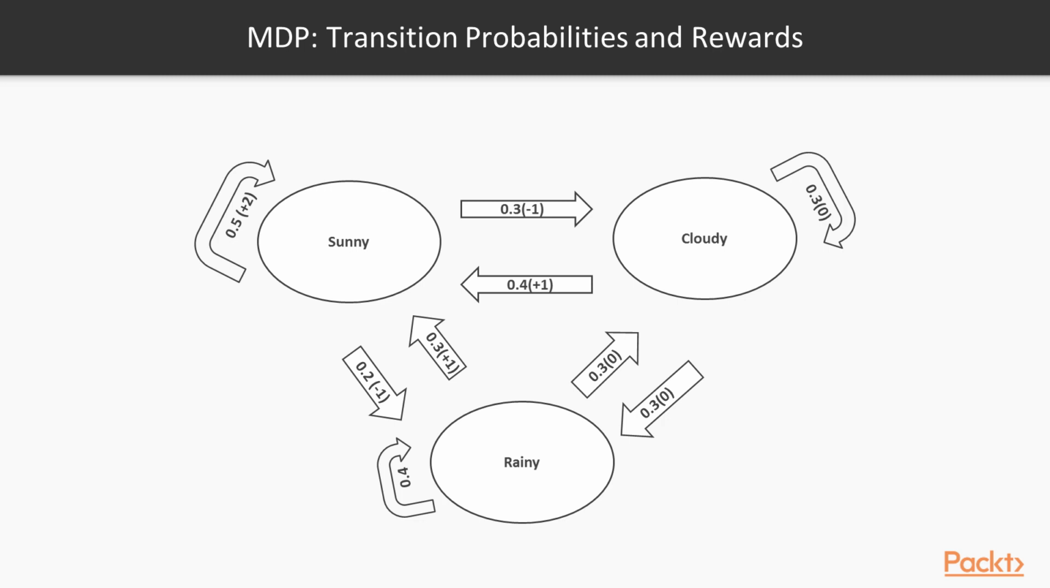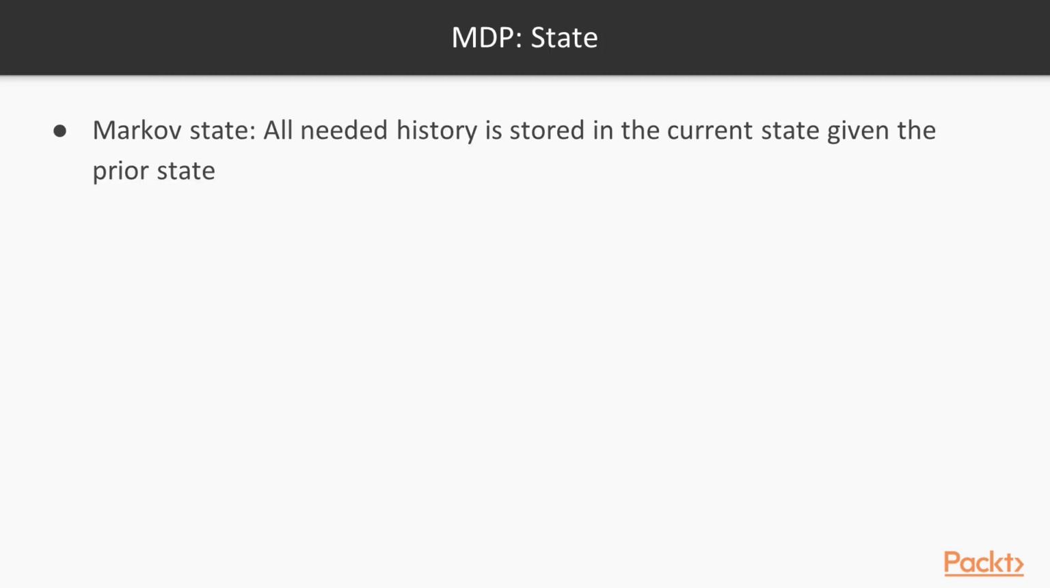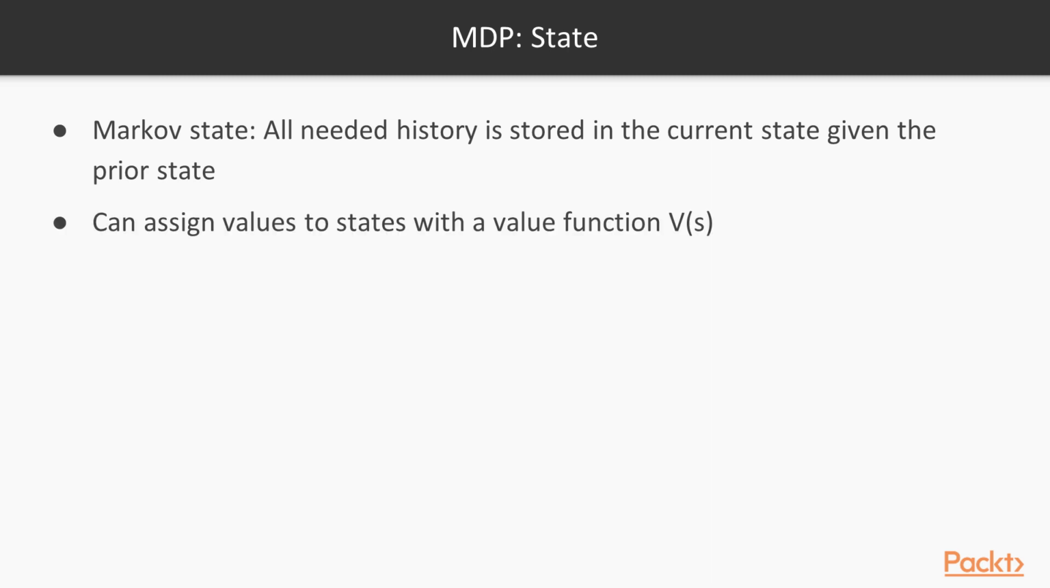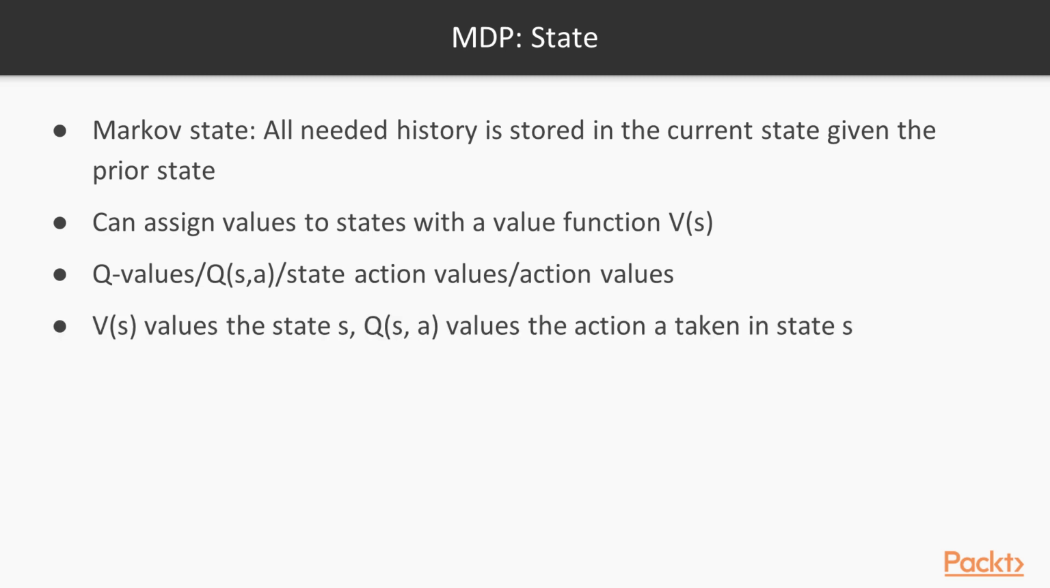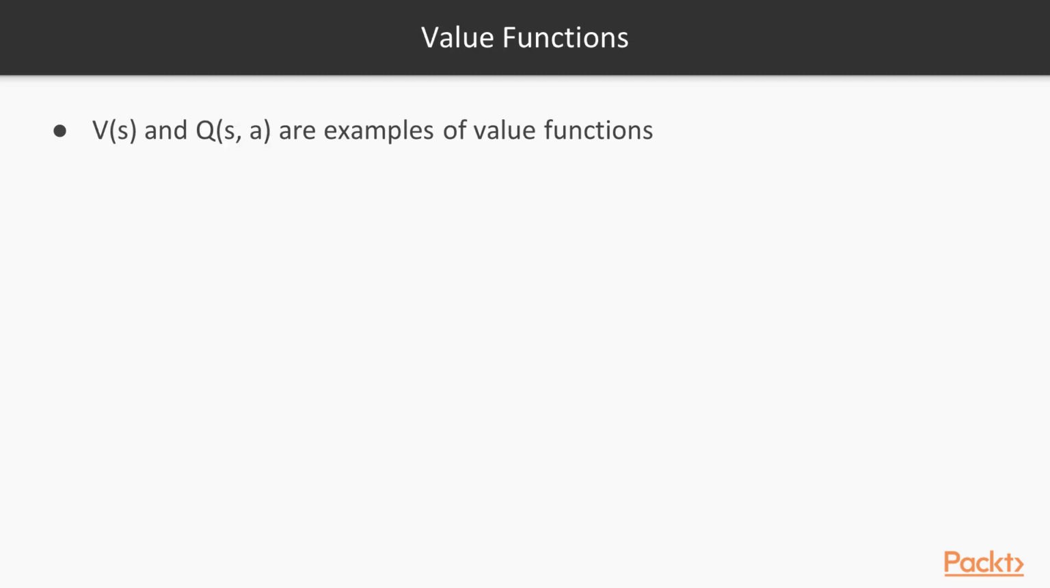The final term we'll introduce this video is the Markov state. In a Markov state, all needed history is stored in the current state, given the prior state. Based on the rewards, actions, and transition probabilities of the states, we can assign values to states with a value function V(s). Q values, written as Q(s,a), are the state action values, aka action values. V(s) values the state. Q(s,a) values the action A taken in state S. V(s) and Q(s,a) define the expected value of the state and state action combination. V(s) and Q(s,a) are examples of value functions.